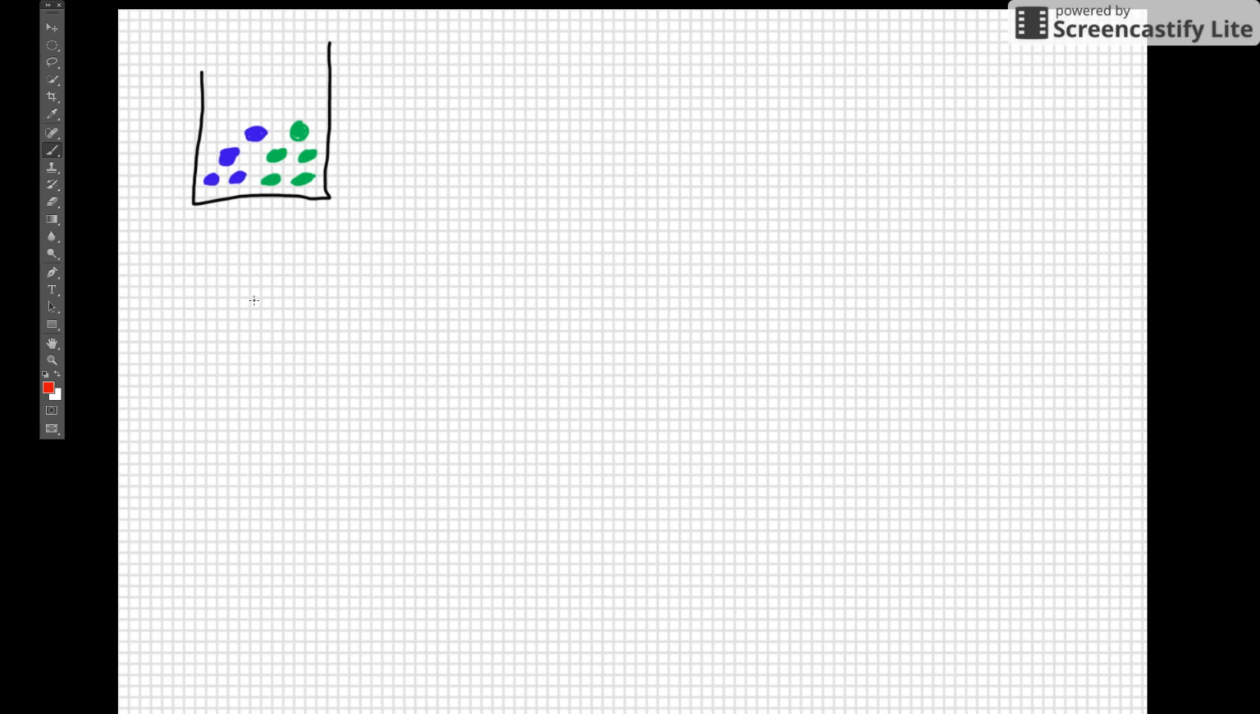So let's start by representing what's happening with a tree diagram. So the first thing that happens is they reach into the container and they pull out a marble. One of two things could happen. It could be a blue marble or it could be a green marble. So we'll start by representing that with 2 branches on our tree here. So it could be a blue marble or it could be a green marble.